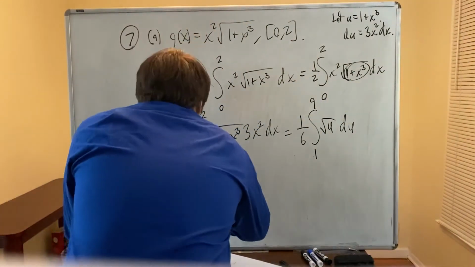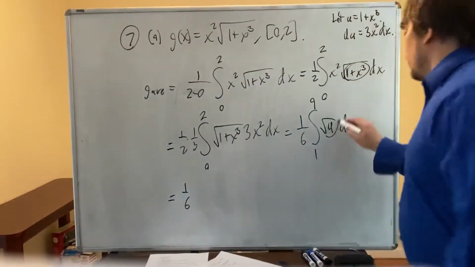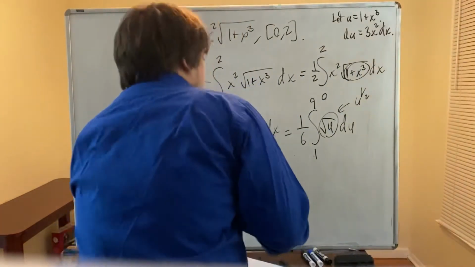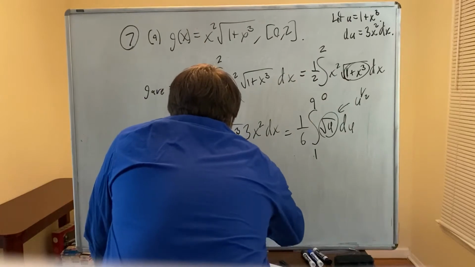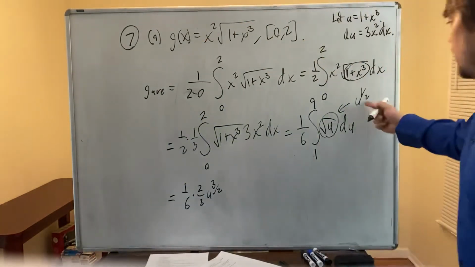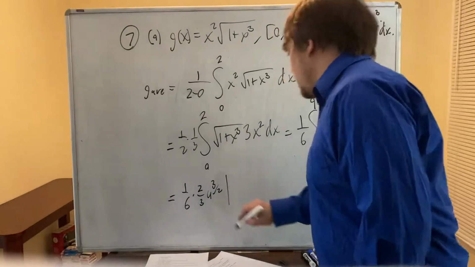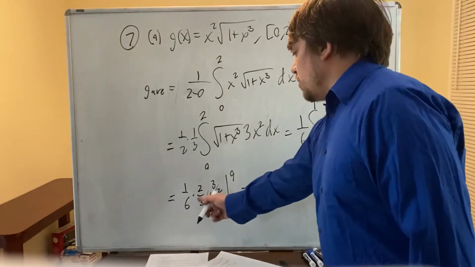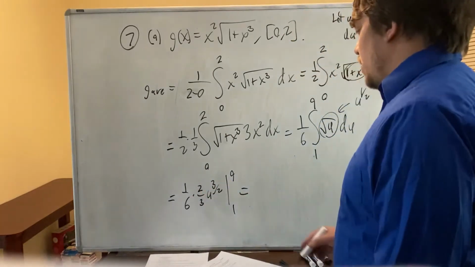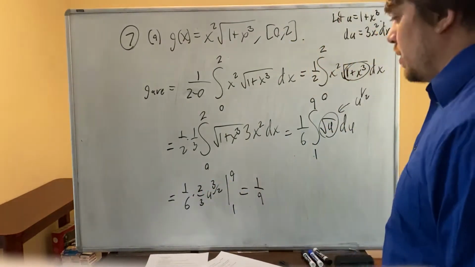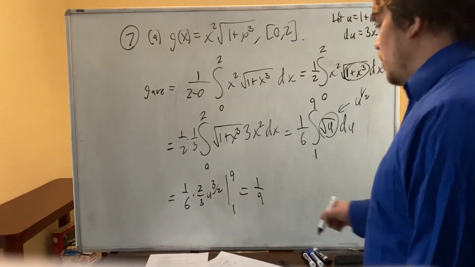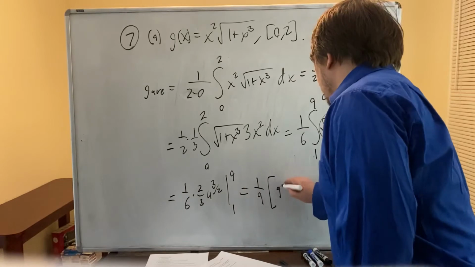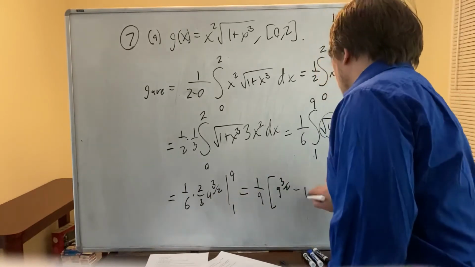And so this is equal to 1/6. Now remember the square root of u is u to the 1/2. We're integrating u to the 1/2, so the antiderivative is 2/3 u to the 3/2, evaluated from 1 to 9. So this is 1/6 times 2/3, which is 1/9. 2/18 is 1/9. 1/9 times 9 to the 3/2 minus 1 to the 3/2.